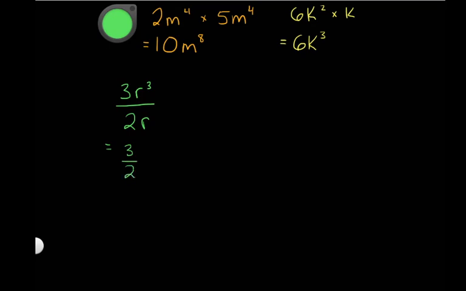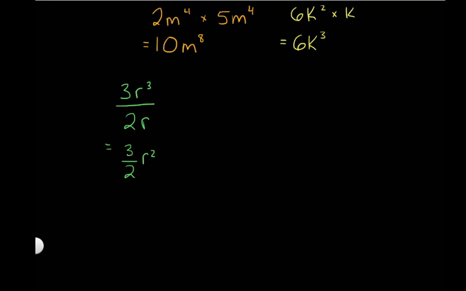Now what do we do with our exponent? Well, when we're dividing, we have to subtract exponents. So if I have a 3 up here and a 1 on this r on the bottom, that means 3 minus 1. So that means we're going to have r to the power of 2. So 3 over 2, r to the power of 2 is our answer.